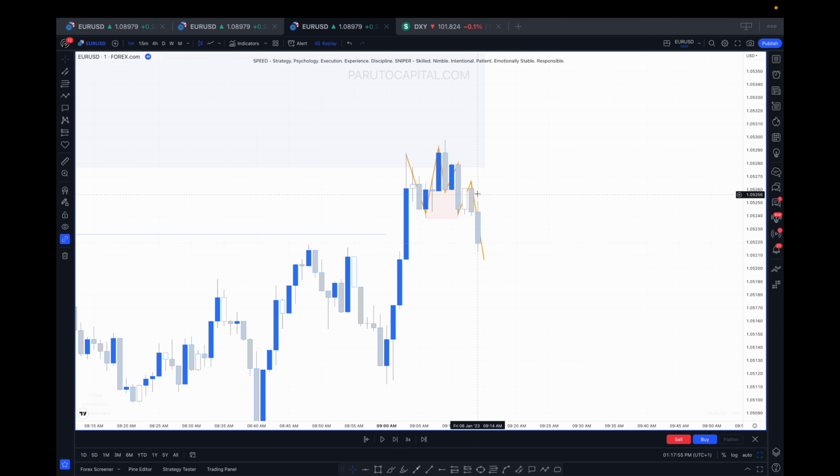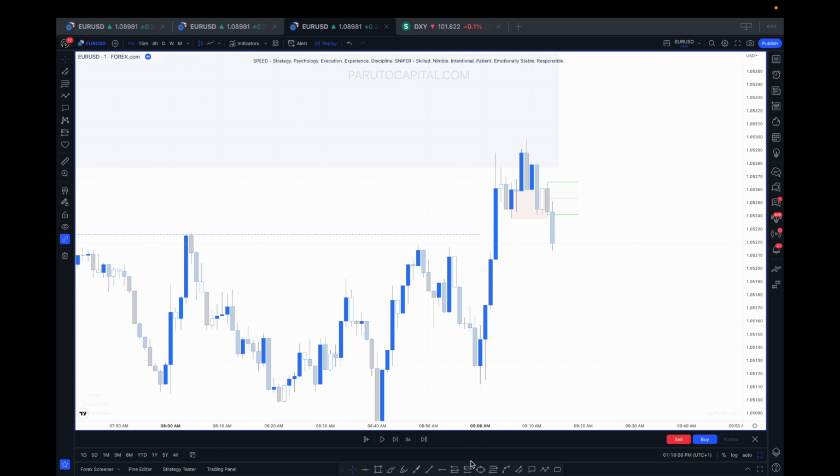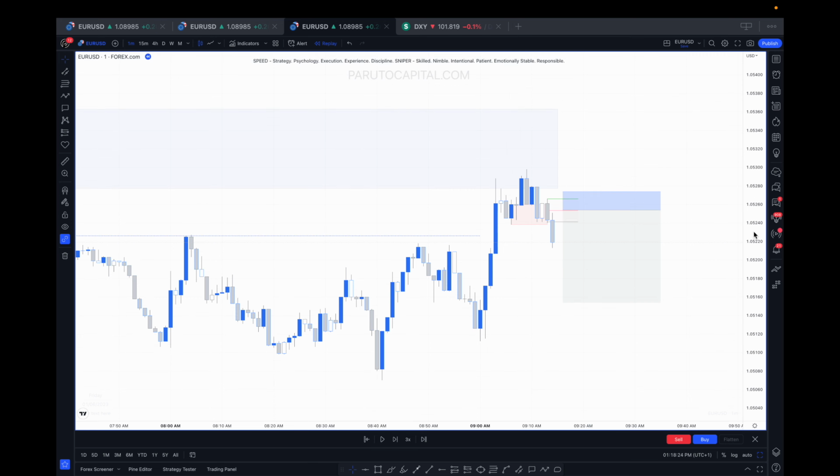So we know that price has switched: the demand has failed, and now supply has taken over. So we can actually draw this, and based on market structure, trade the continuation of the trend. Now, mind you, price can continue, or price can simply take us out and then continue the pullback. So let's look at this and see if at all we get anything.